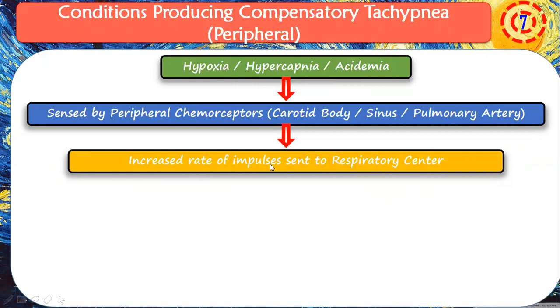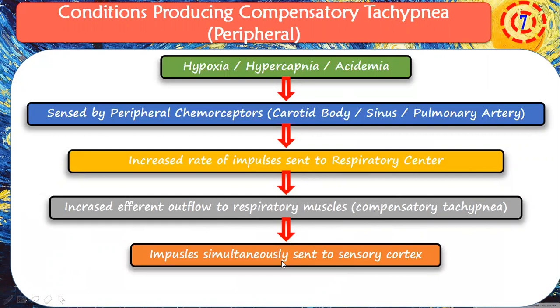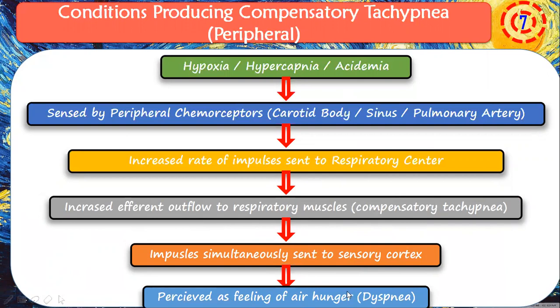So when there is increased rate of impulses to the respiratory center, that will result in increased efferent outflow to the respiratory muscles, that is the effector over here. Now, this will lead to compensatory tachypnea. But side by side, there are also impulses which are sent simultaneously to the sensory cortex, and these impulses sent to the sensory cortex will result in feeling of air hunger, that is dyspnea.